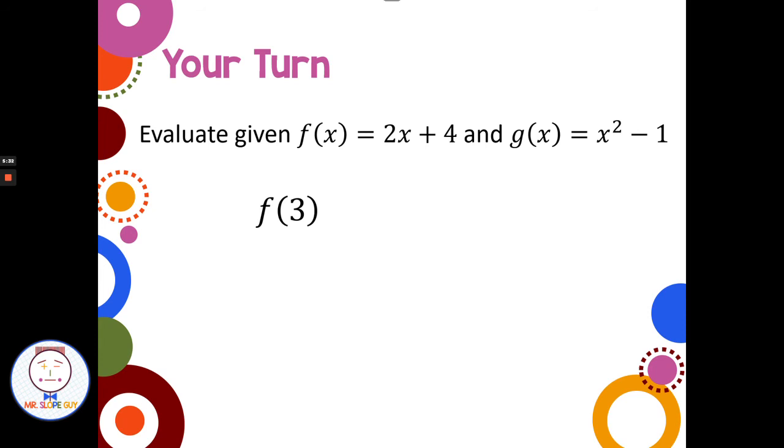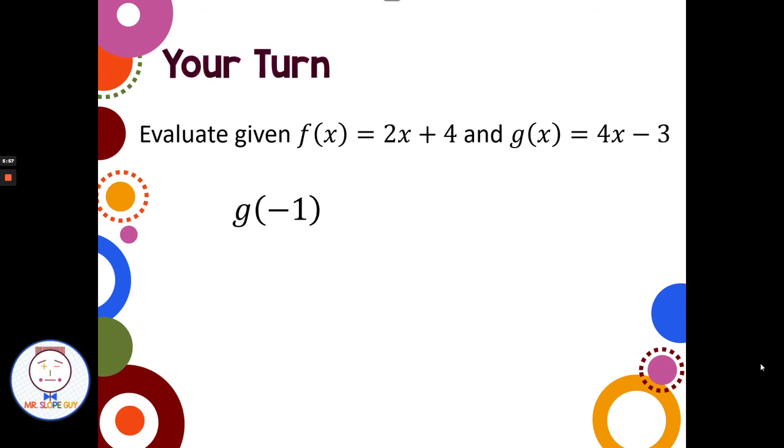All right, welcome back. So f of 3, we would use this formula, the one labeled f. We'd do 2 times 3 plus 4. 2 times 3 is 6. 6 plus 4 is 10. So the f part told us this was the equation we were going to use. We weren't going to use the g one. We were going to use the one labeled f. So f of 3 is 10.